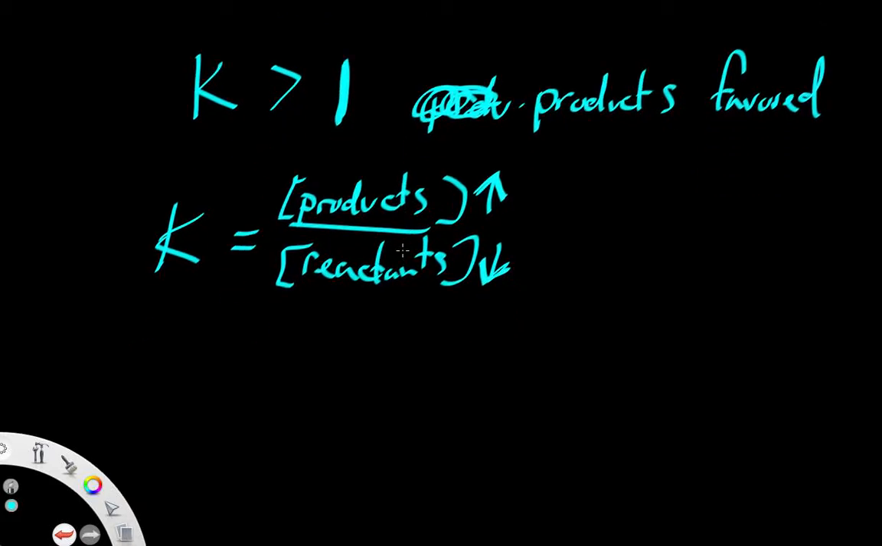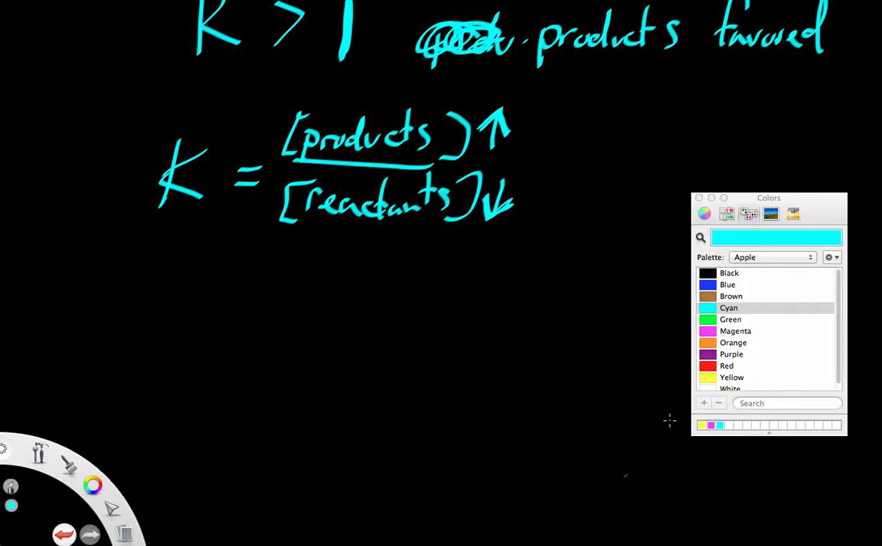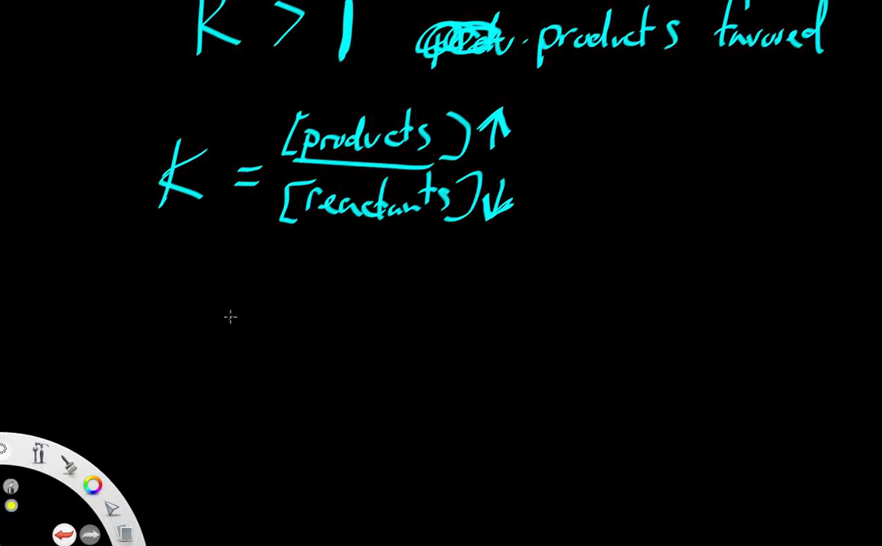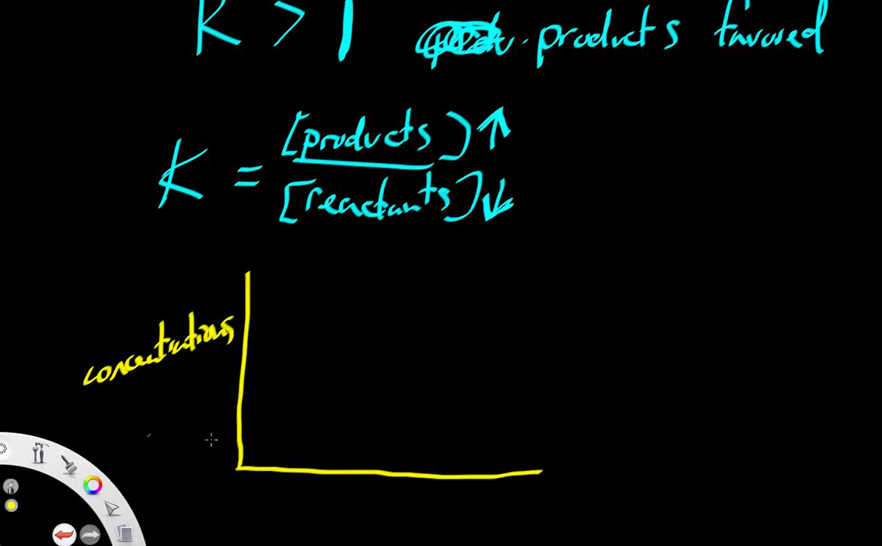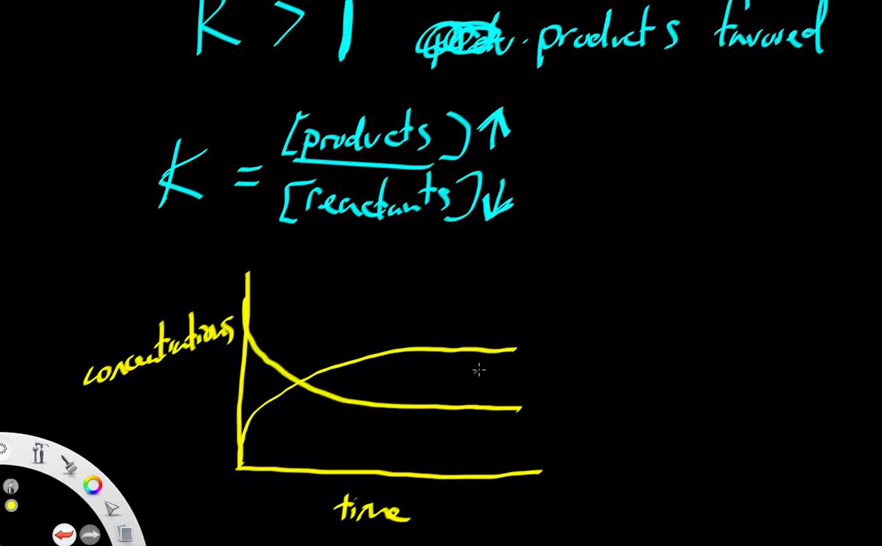Now, we can prove this graphically by demonstrating it like this, where we show concentrations on our y-axis, and then we have time on our x-axis. So if we show some curves, such as like this, and by the way, these will be our products. This will represent our reactants. We can see that if we trace it back, at equilibrium, we have more products than we have reactants.